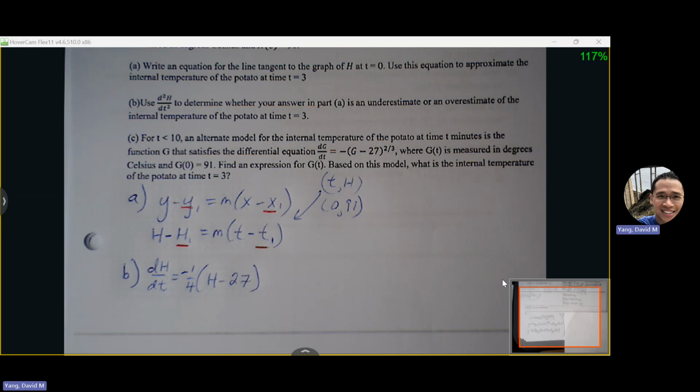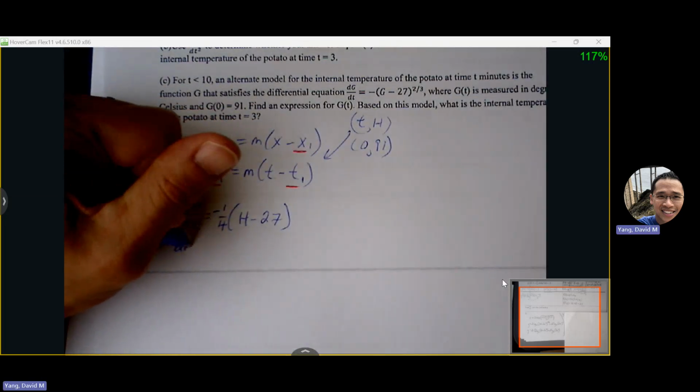Part B says find d2h over dt2, and then we can use it to decide whether we have an under or over approximation of the internal temperature. So how do we get to that? Well, what is it asking us to find? Yeah, find the derivative of dh dt, right? d2h over dt2. So let's go ahead and set up the problem to allow us to do that.